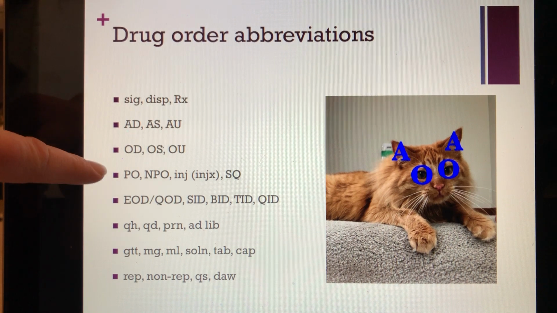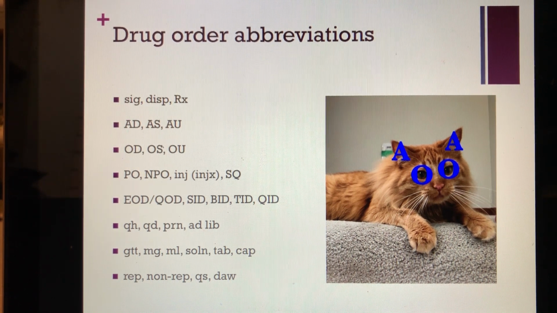So we covered those two. Now we're moving on to this one. PO, NPO, INJ or INJX, and SQ are all medication delivery methods. PO means per os, which just means by mouth. You could think of the O as oral, if that helps you. Oral medication is medication you take by mouth, you swallow it.